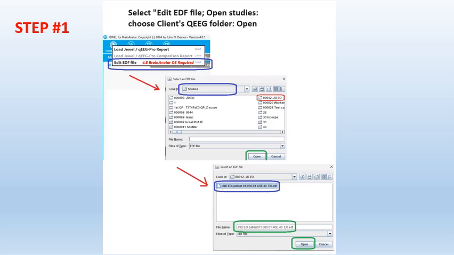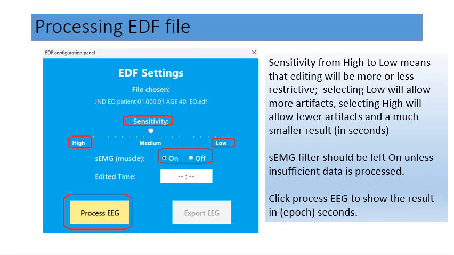That's the first step. When you open it up, this is what you'll see. You'll see the EDF editor panel. Notice that you'll see on top the name of the EDF file that you chose. You have the option to adjust the sensitivity from low to high. The EMG or muscle detector defaults to on. The edit time is empty because you haven't done anything yet. And process EEG means that you're going to process the file that's listed above, in this case JND eyes open patient, with those numbers, age 40, eyes open, EDF. So this is the basic panel.